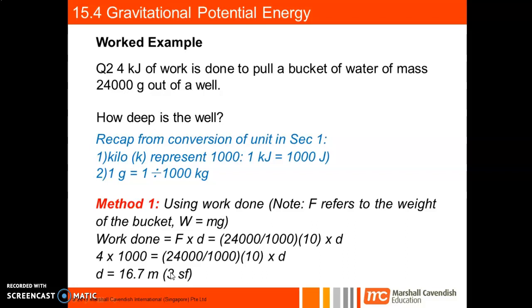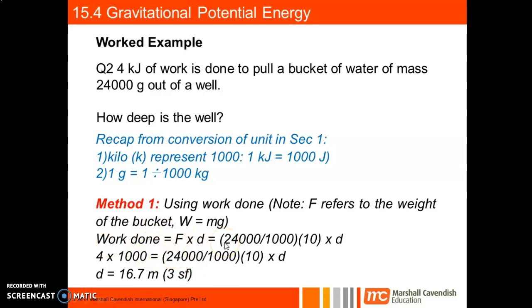SF. Every time you want your answers to be in 3 SF, if it's not an exact value, and you should not leave your answers in fraction. Secondly, I just want to emphasize to all my 2E and 2F students that you have not been writing your formula in your question. You have to write down the formula carefully. So it's like work done equals F times D.